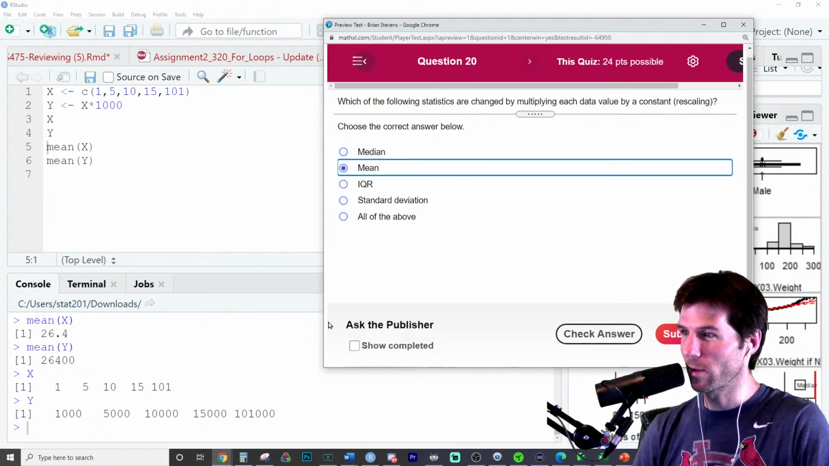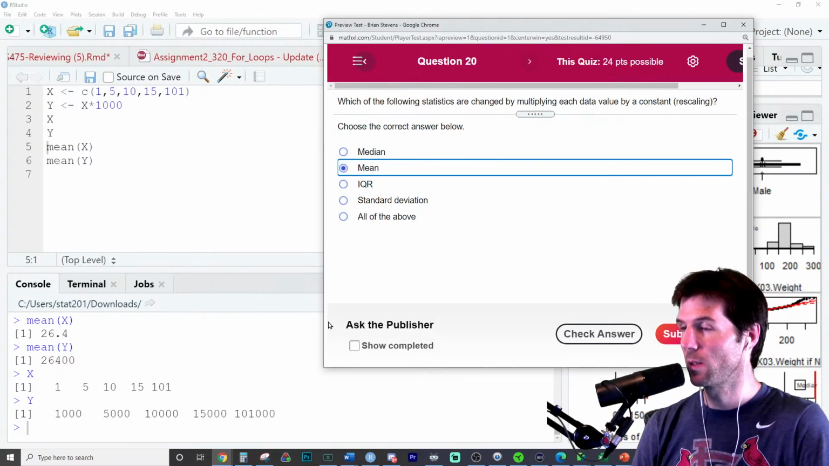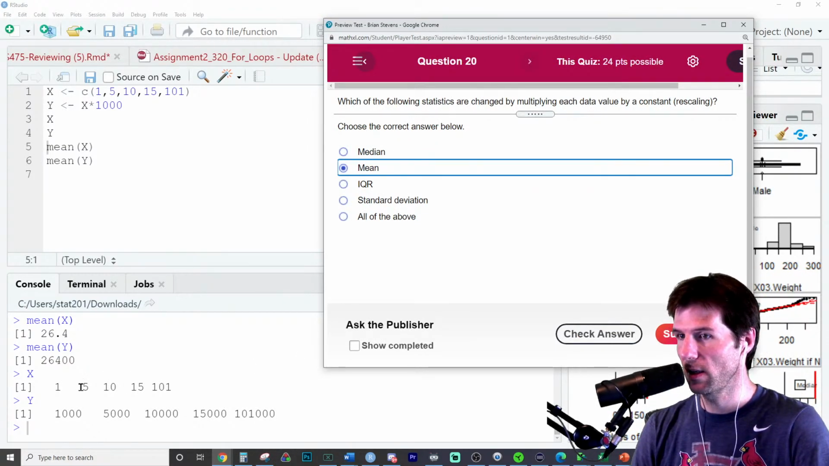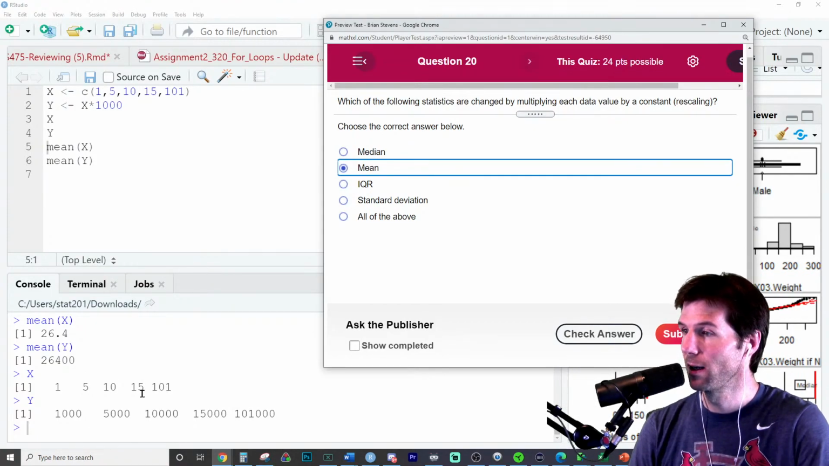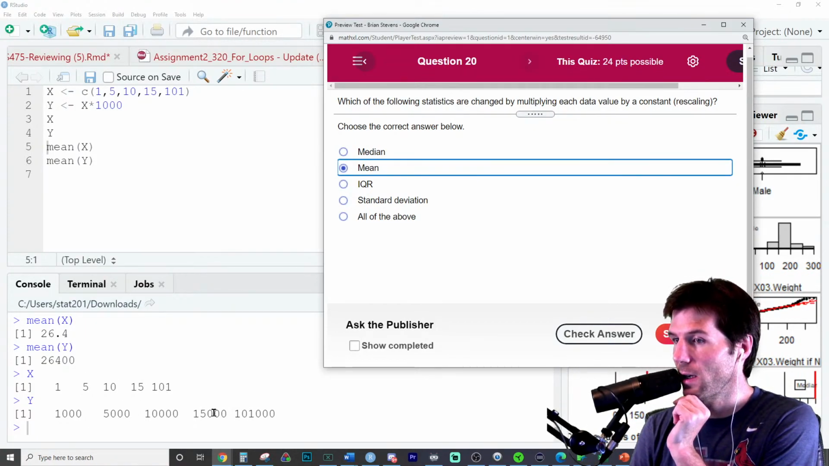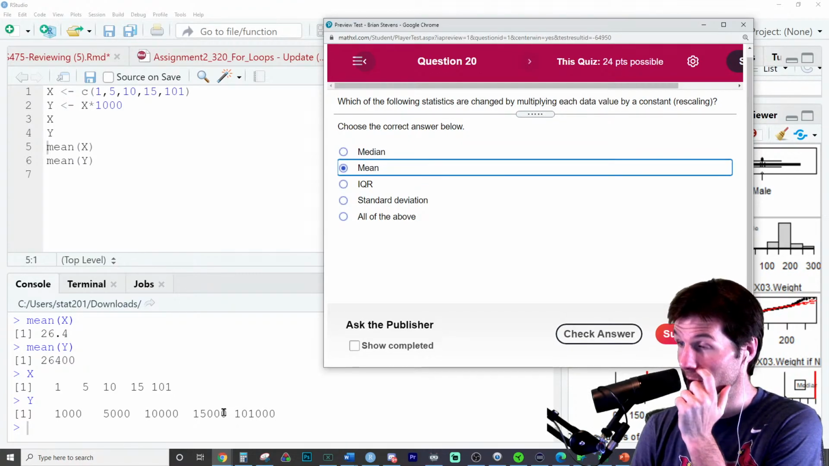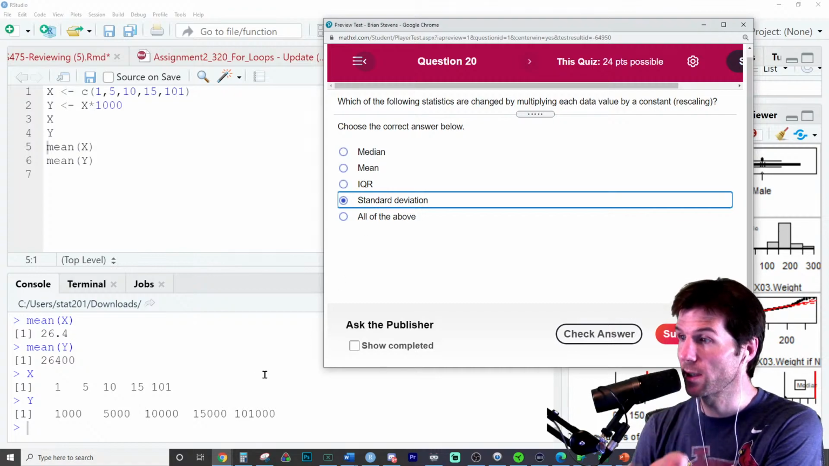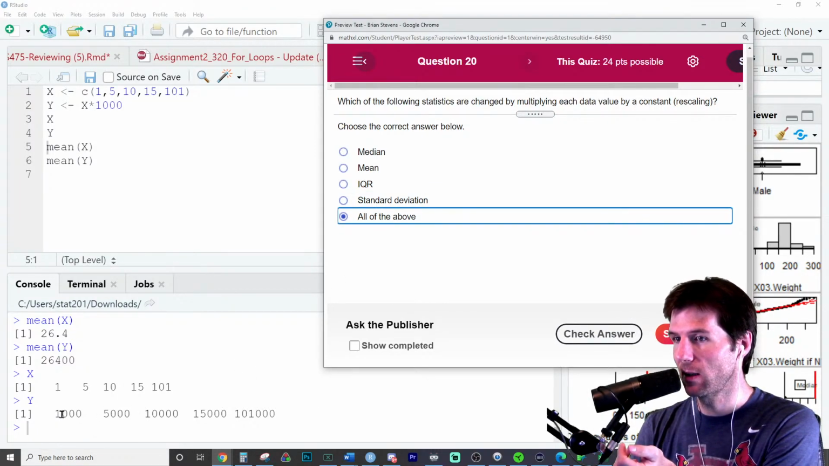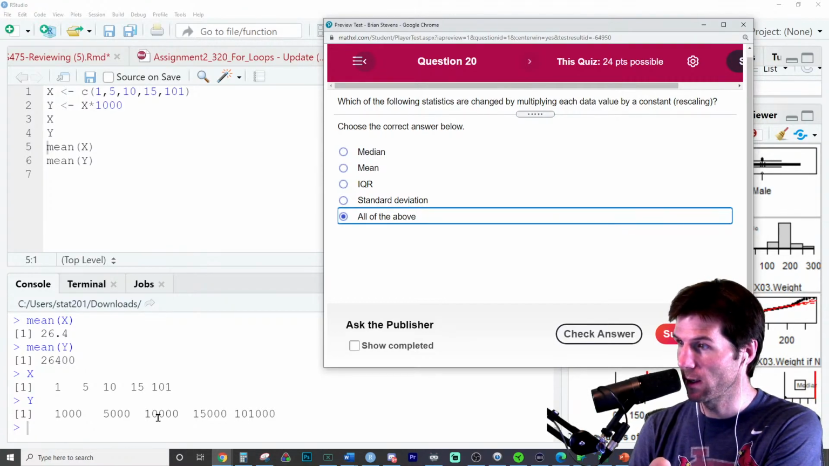And that's kind of going to give away what the answers are, because the mean does change. Does the IQR change? The IQR from here is 5 to 15. That's 10. Here it's 5,000 to 15,000. That's 10,000. Does the standard deviation change? There's more spread to this data. So this spread the data out more. It's all of the above. Yep. Does it make sense that the data is spread out more? The center of the data is higher.